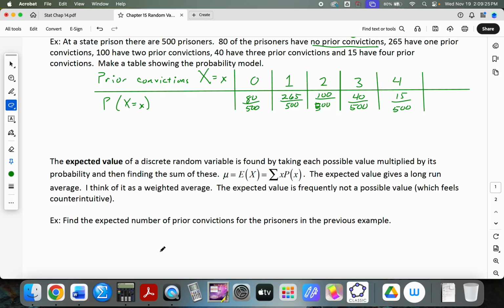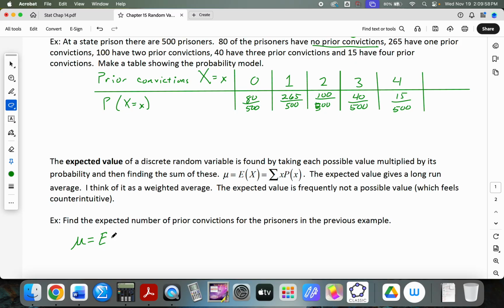Okay. So let's take a look at the expected value here. They use mu for it, which stands for mean, and the reason that it's a Greek letter here is because it's the population. So this is a parameter. Population, parameter, statistic, sample. A lot of layers here.